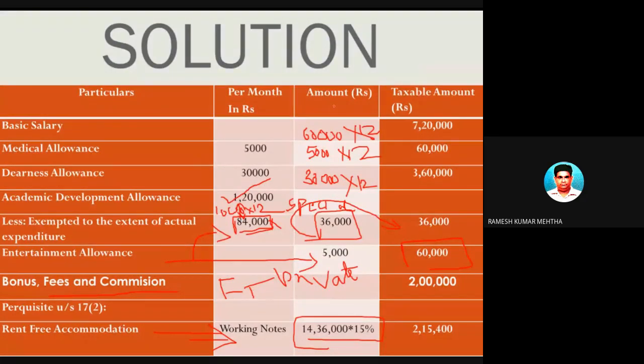So 7,20,000 is taxable, 60,000 is taxable, 3,60,000 is taxable, 36,000 is taxable, entertainment allowance of 60,000 is fully taxable, bonus and commission is taxable, and 2,15,000 is the value of the perquisite in the form of rent-free accommodation. This also is taxable. Now you have to total these 7 items, and the taxable salary is 16,51,400. So this is the way you have to calculate rent-free accommodation.